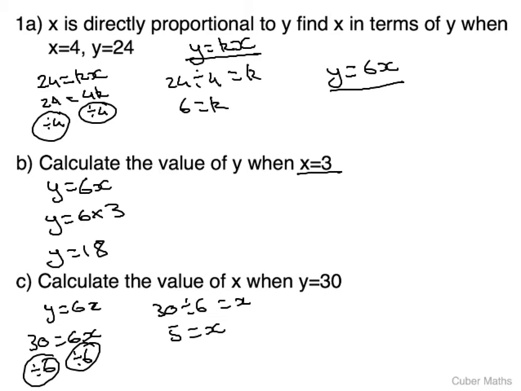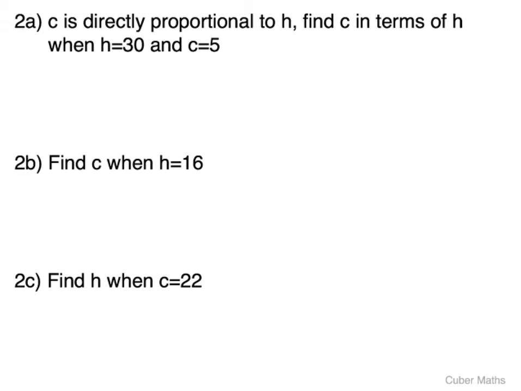y equals 30. Here we have our second question, and it says c is directly proportional to h. Find c in terms of h when h equals 30 and c equals 5. So again we're going to use that formula y is equal to kx. So it's given us that we want it in c and h. So c is directly proportional to h, so the h is our y, so we're going to end up with h is equal to k, and then our x is c, so kc, which means now we can substitute in the values that they've given us.